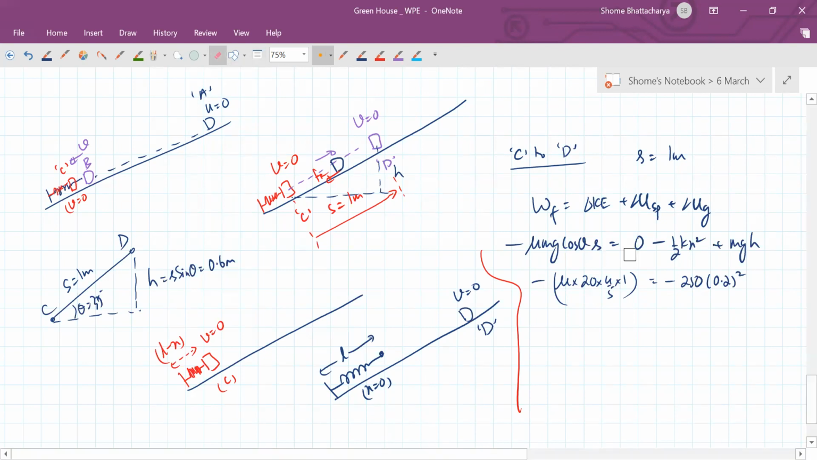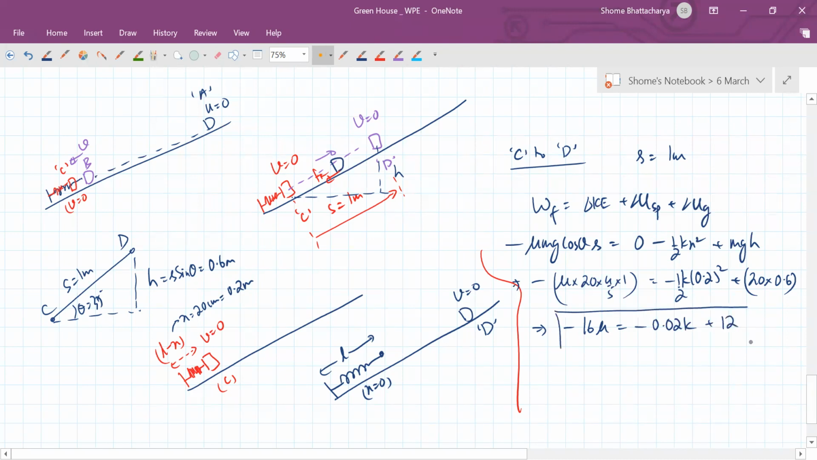Oh, sorry, we don't know the value of k. Minus k into. Now here remember x's value was 20 centimeters or 0.2 meters. So, okay, plus 20 into h, which is 0.6 meters. So we get the equation minus 16 mu is equal to minus 0.02 k plus 12. This is our second equation.